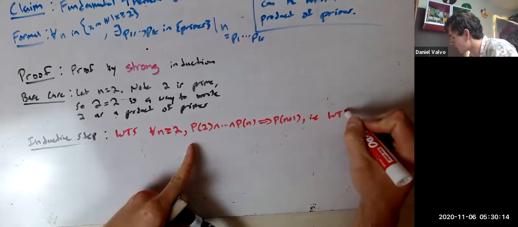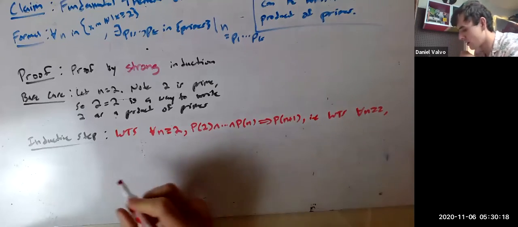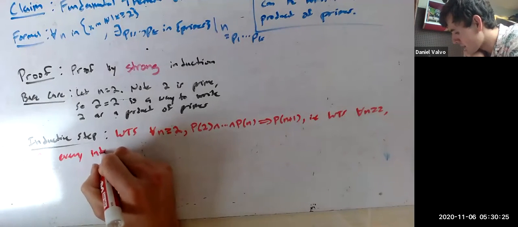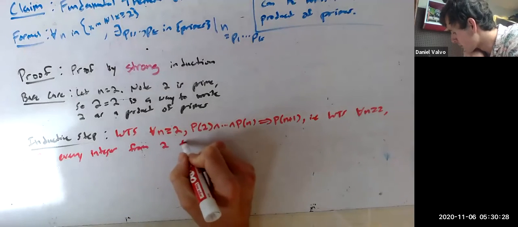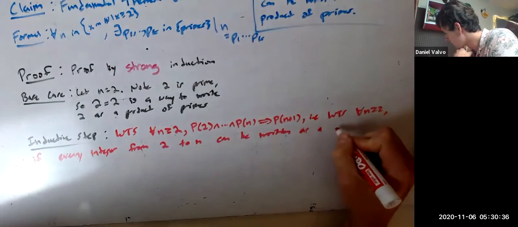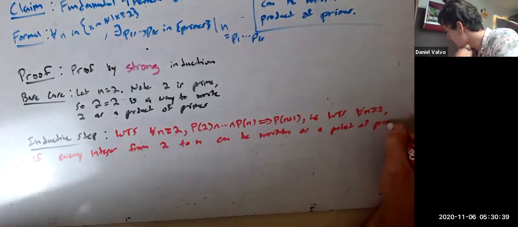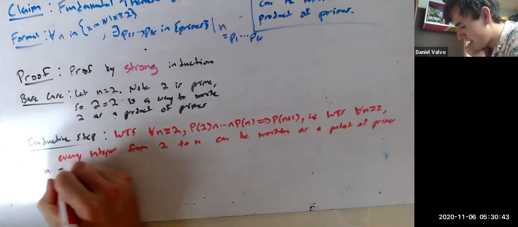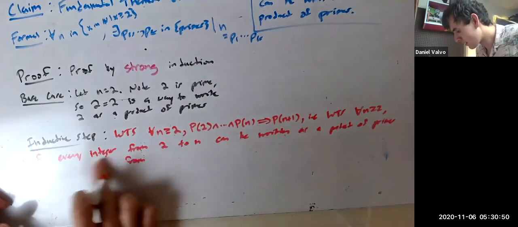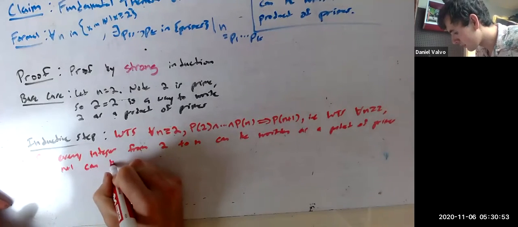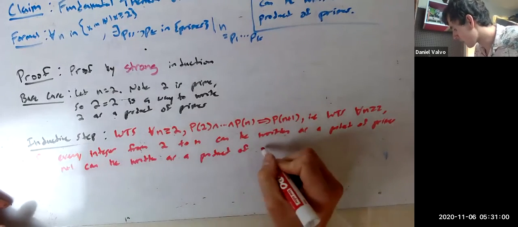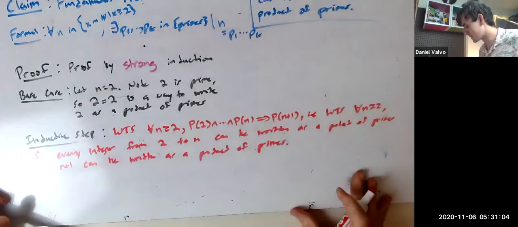So i.e. we want to show for all n greater than or equal to 2, if every integer from 2 to n can be written as a product of primes, then n plus 1 can be written as a product of primes.